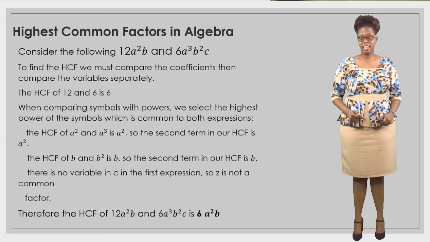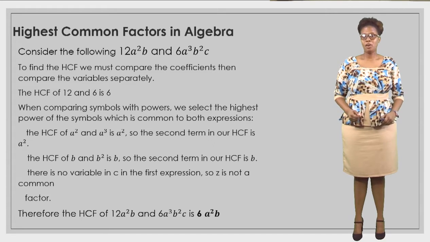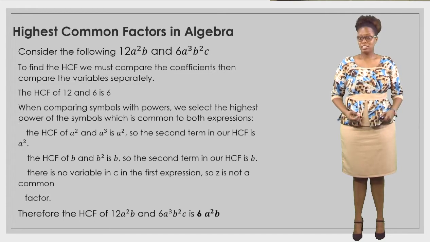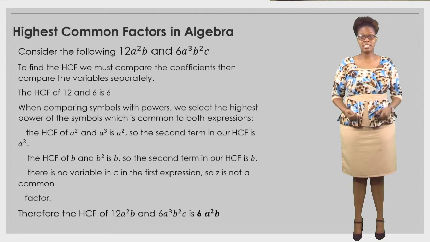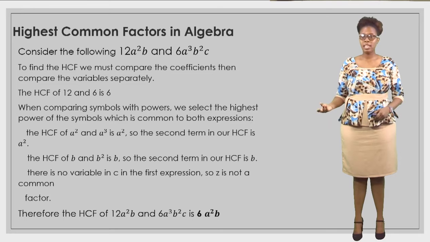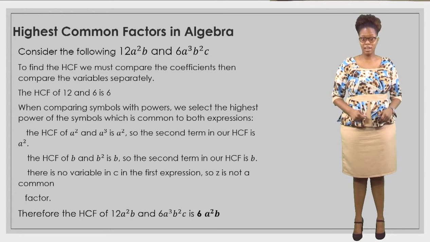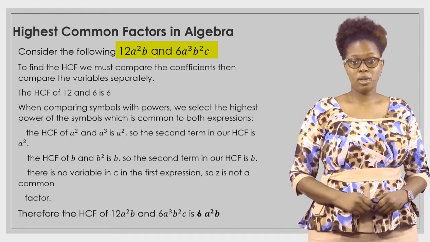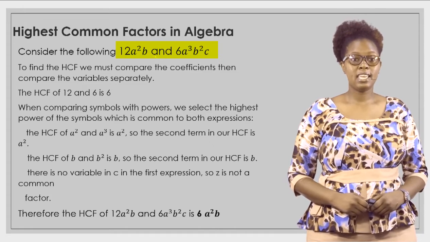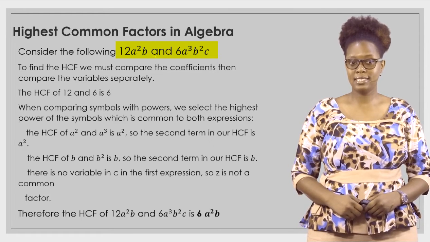Highest common factor in algebra. Now, finding the highest common factor with numbers is pretty much similar to finding highest common factors in algebra. If we're given any two algebraic terms, we need to follow the same steps to be able to identify the highest common factor. So consider the following. 12a squared b and 6a cubed b squared c.